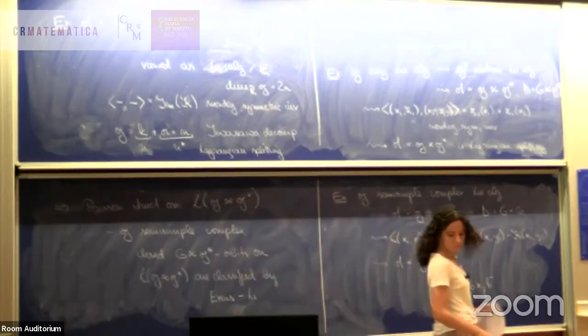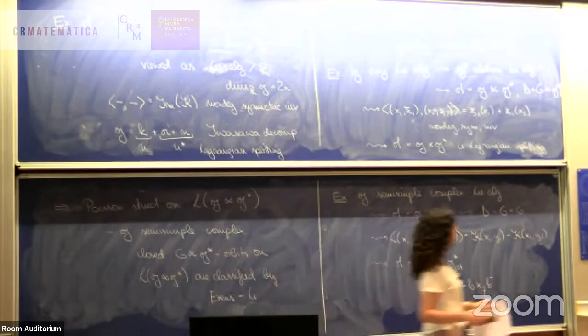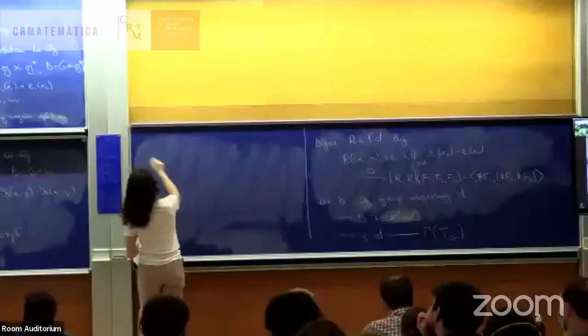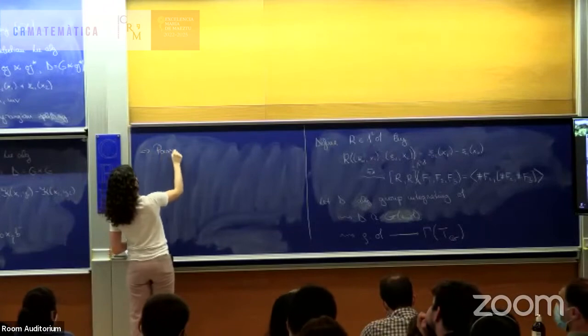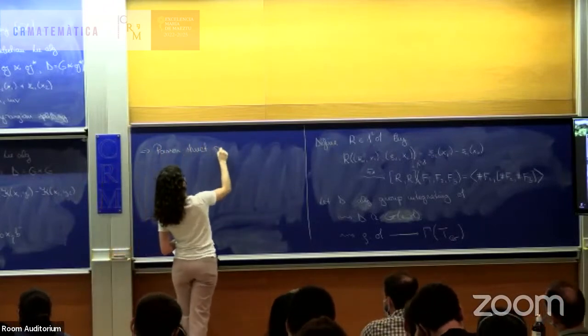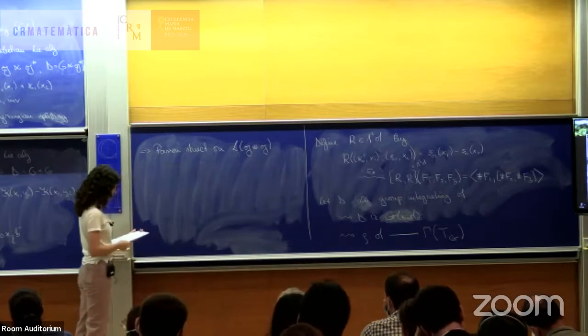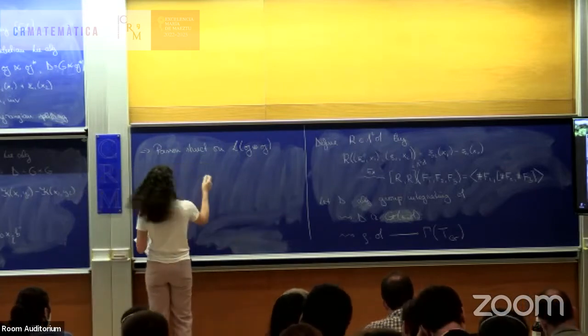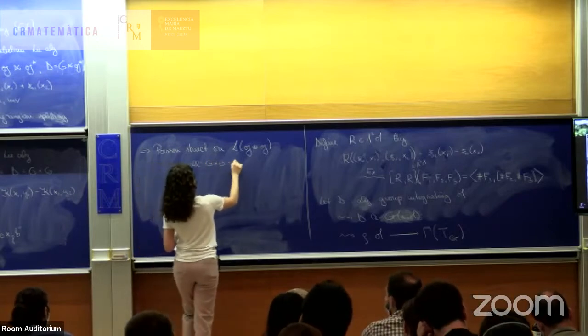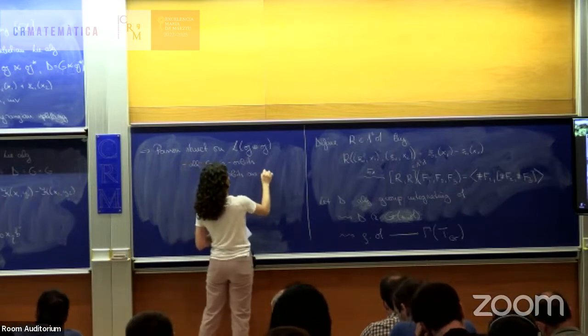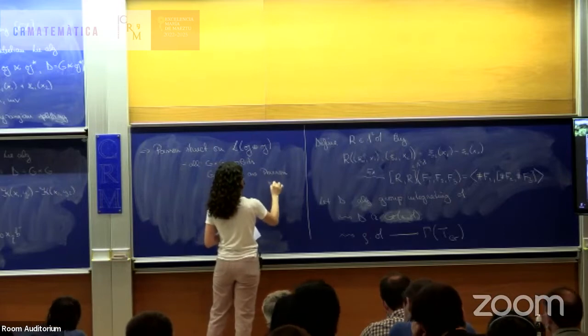And with respect to this, we get a Poisson structure on the variety of Lagrangian subalgebras of G plus G. Remember that all G cross G orbits and G diagonal orbits are Poisson submanifolds.